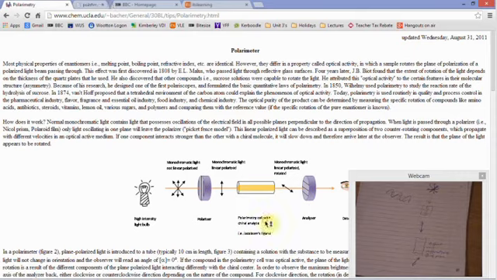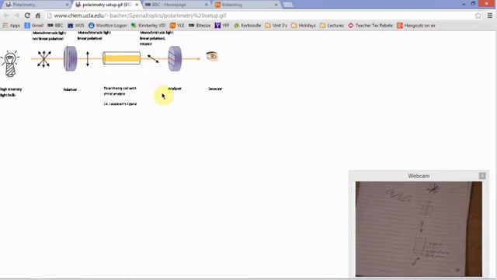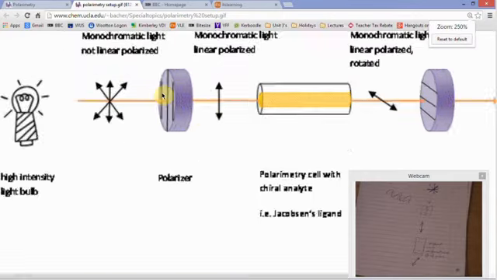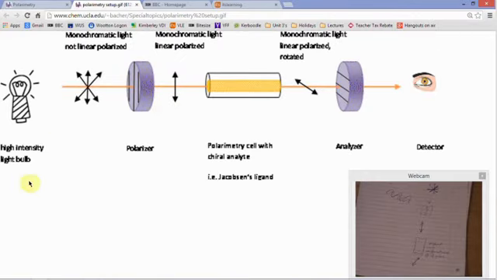Yeah, image new tab. That would be the best way to do it. And let's zoom in on this. Okay. There we go. So you have light that's coming in. It's unpolarized. It goes through a polarizer or polarized filter. It becomes polarized. It goes through a sugar solution. Okay, that sugar solution rotates the angle of polarization.